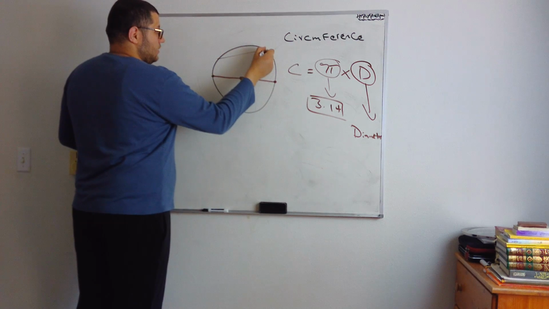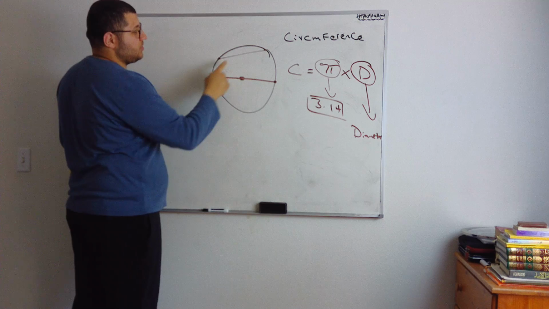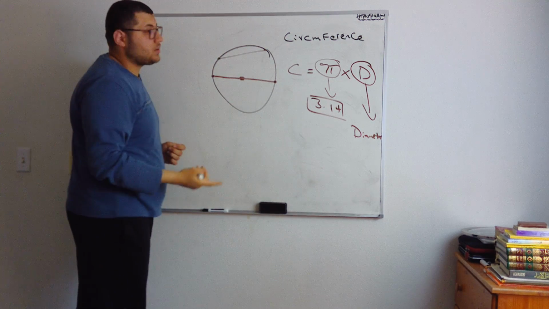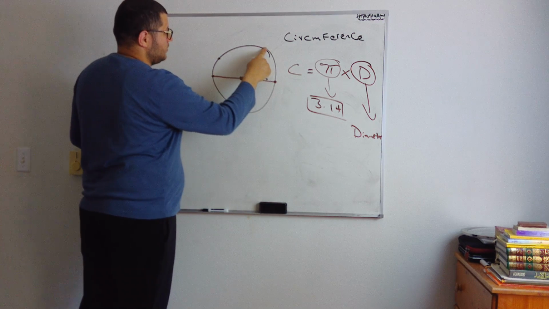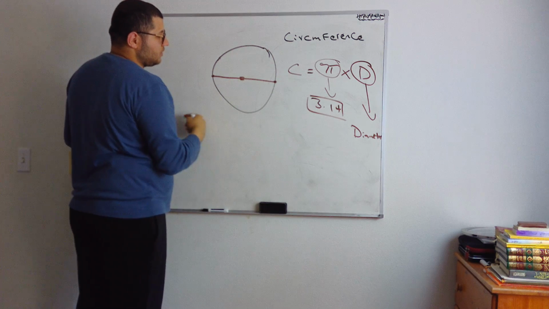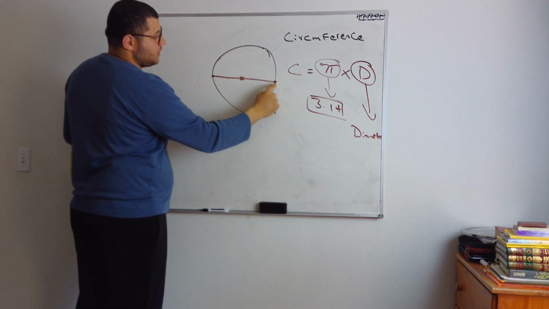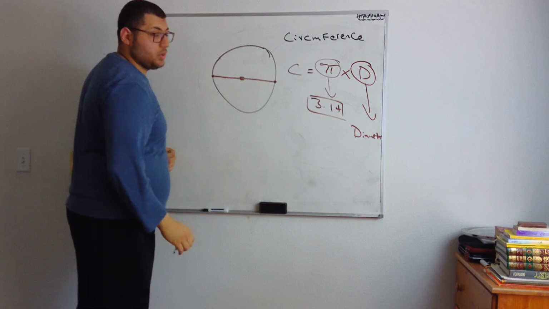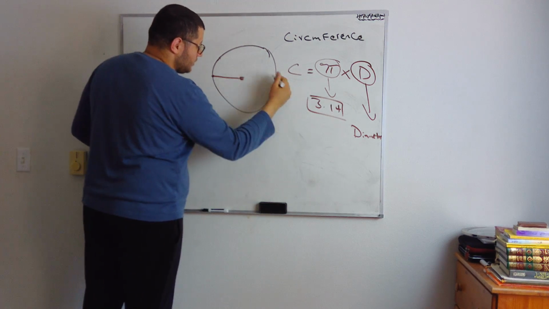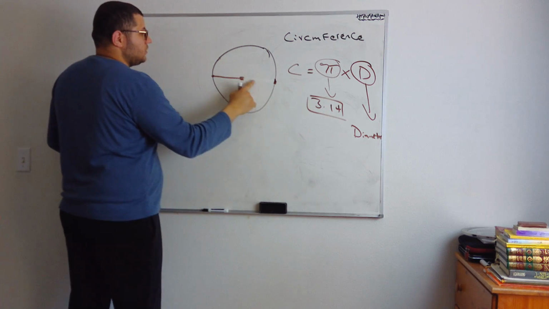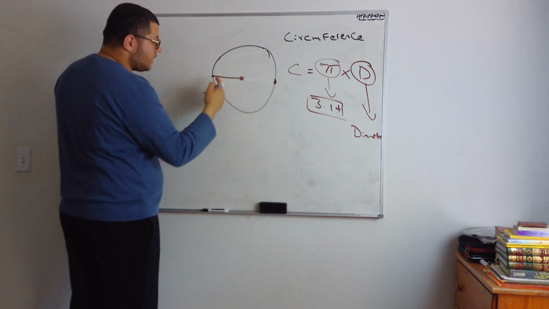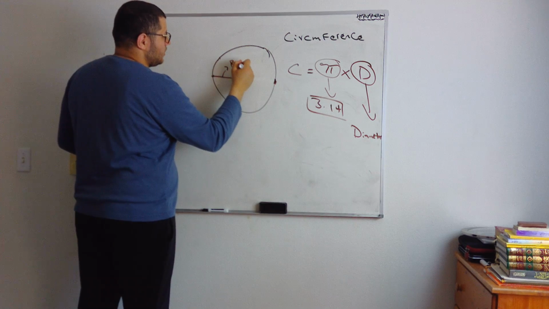If you have a line like this, is this the diameter? No, that's not the diameter. It's not going through the middle of the circle. It ends at the edge of the circle, but it's not going through the middle, so this is not the diameter. But this line right here is going through the middle of the circle and ending on the edge of the circle, and so we call it the diameter. Now, if we take half of that line, we said the whole line is called the diameter, half of that line we call the radius.